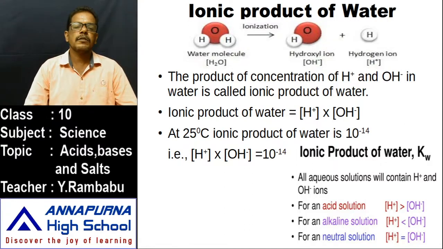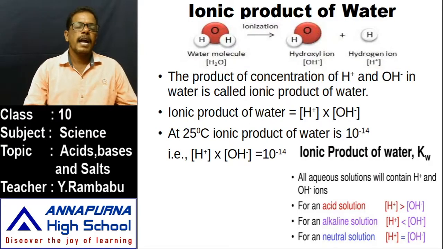This Kw represents the ionic product of water. That's why this Kw is equal to H plus ions concentration into OH minus ions concentration. That's why the product of concentration of H plus ions and OH minus ions is the ionic product. It is temperature dependent. That means if temperature changes, this ionic product value also changes.